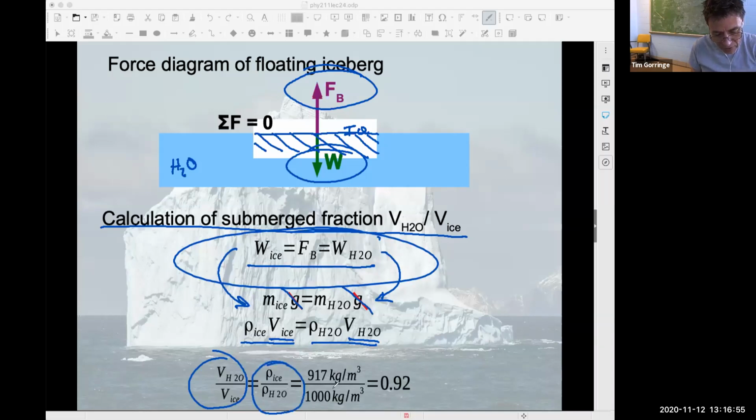I know the ice's density. I know the water's density. I can plug them in, and this is the fraction. 92% of the iceberg is underwater. Only 8% of the iceberg is above water.